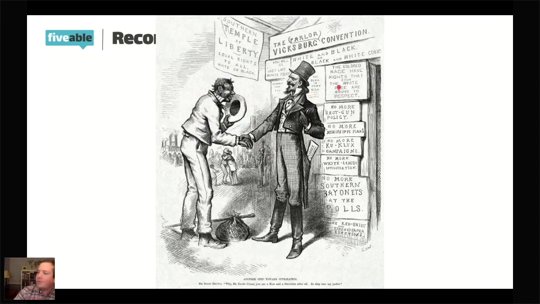So when there's all these promises, the colored race have rights that even the white race are bound to respect. No more shotgun policies, no more KKK, no more Southern bayonets at the polls. Well, not quite sure we should trust this guy with all of his promises. And so that's kind of the end of Reconstruction.